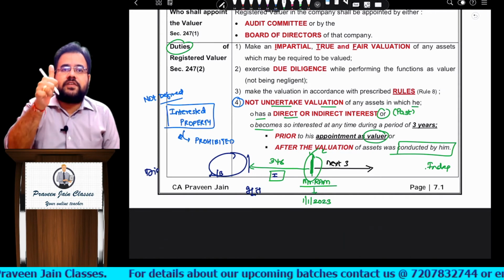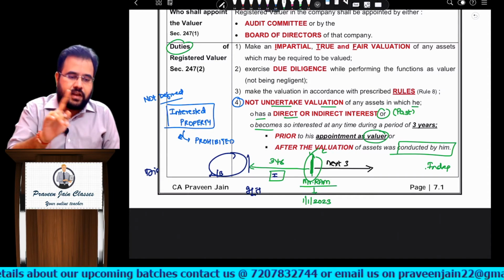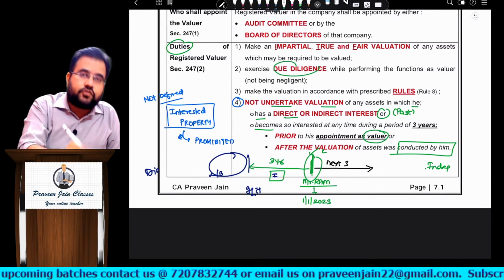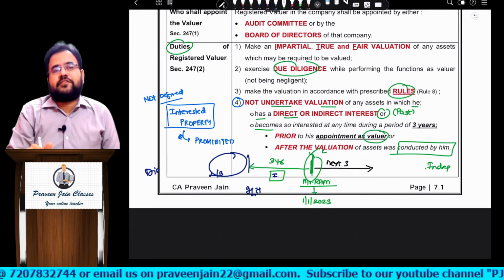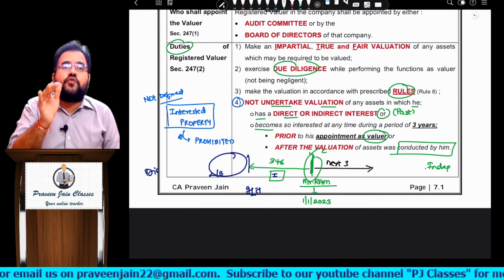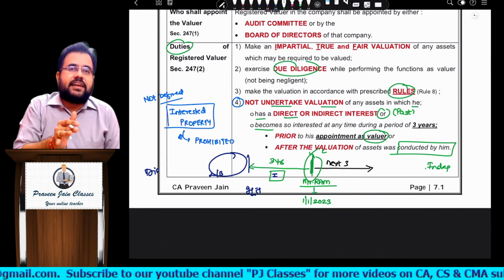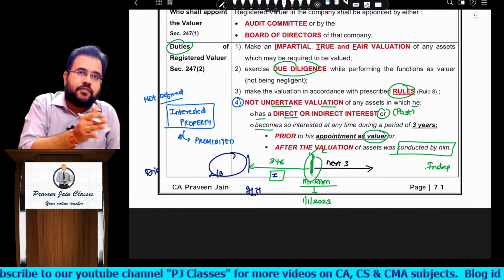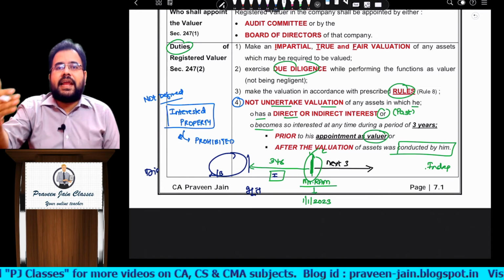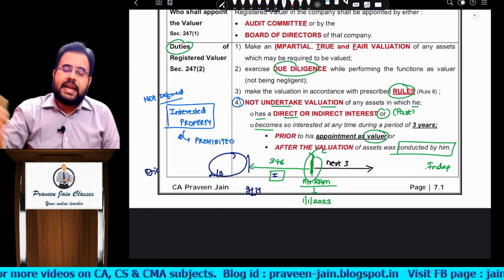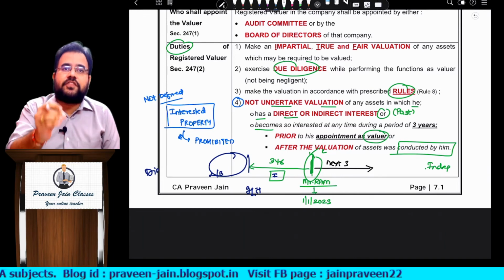So these are 4 points which a registered valuer should ensure while doing the registered valuation, sir. So he should be what, sir? Fit, matlab he should give true and fair valuation report, sir, and he should be impartial, sir. He should not be negligent, that is due diligence, sir. Sir, he should do valuation as per the rules, and he should not do valuation of interested property, sir, meaning in which he has interest directly or indirectly for last 3 years, or he may gain interest after the valuation for next 3 years, sir. So he is prohibited to do the valuation of that particular asset.